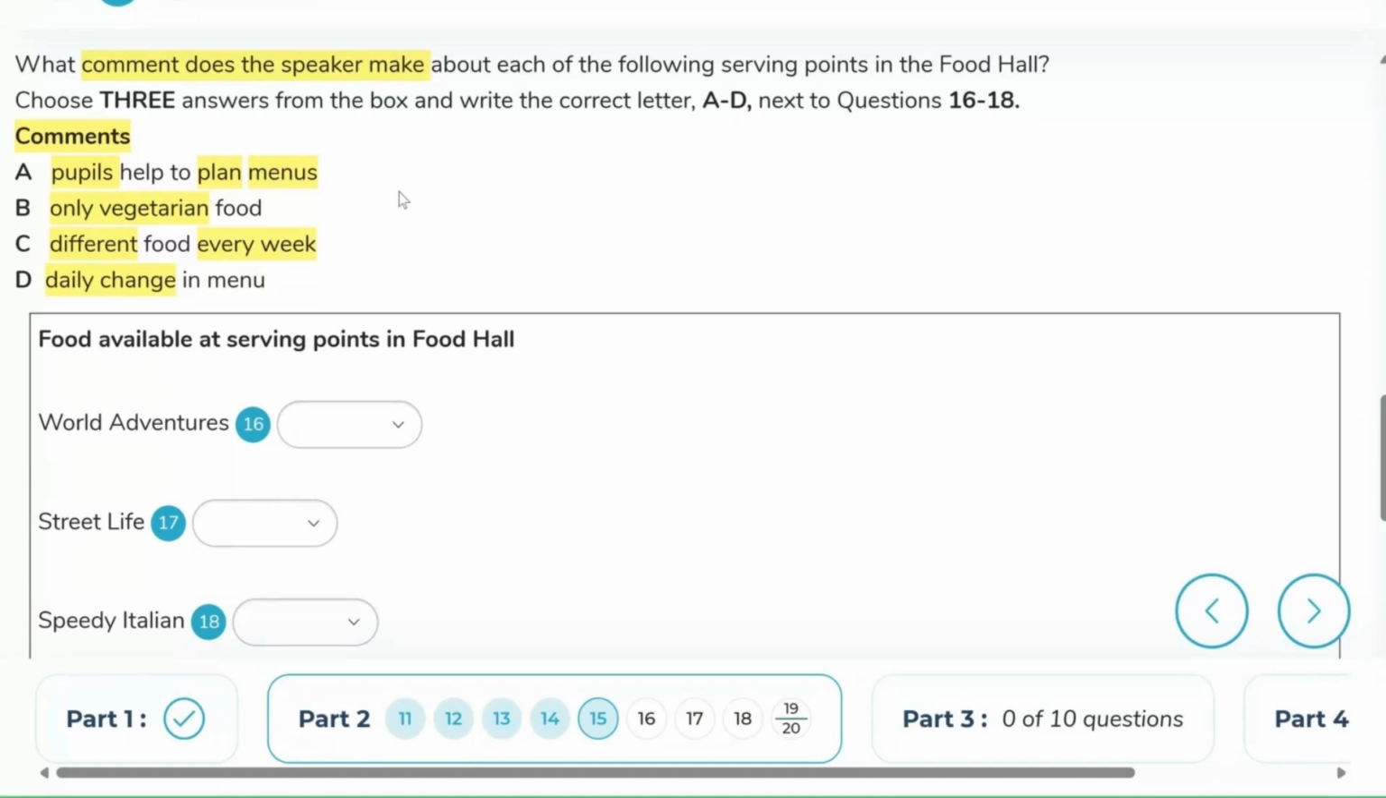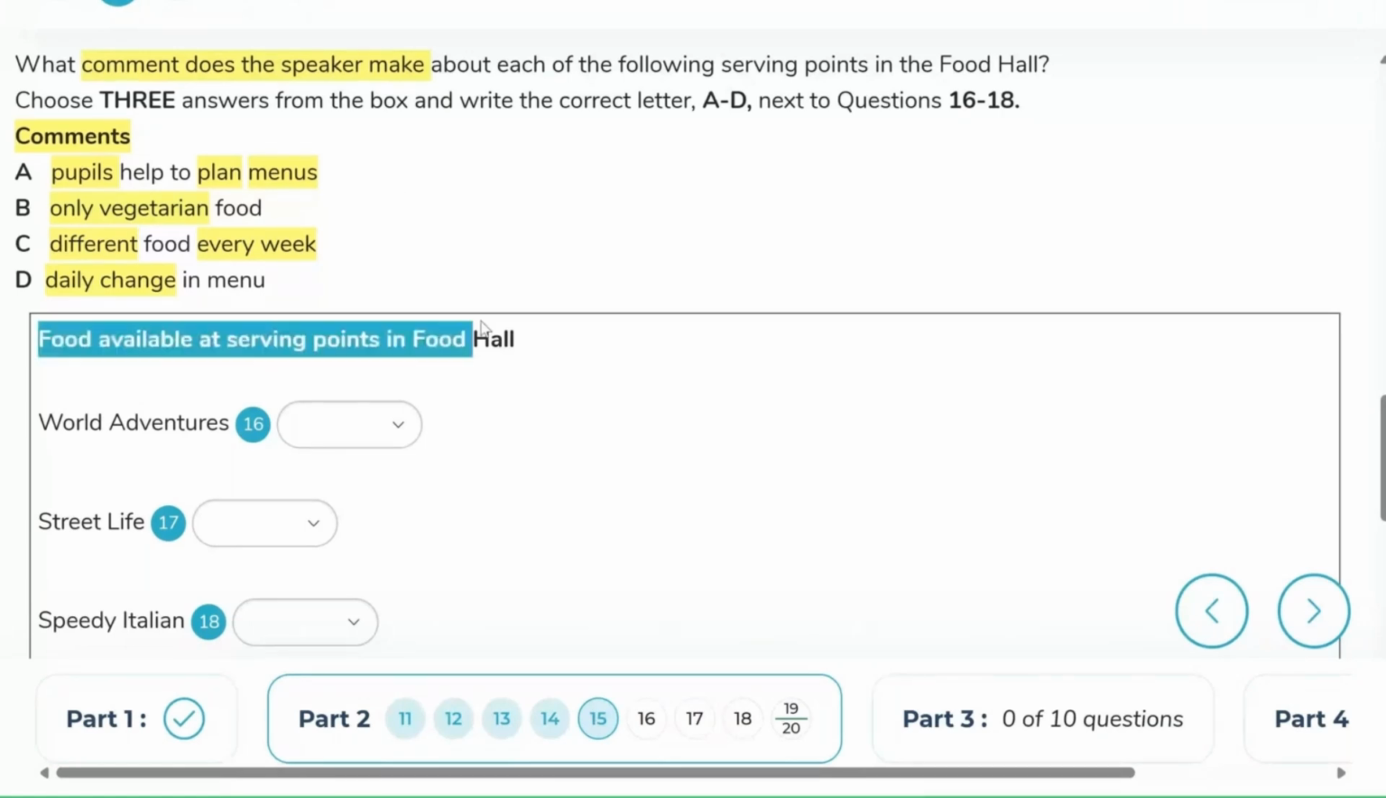So these are 4 options. Now, food available at serving points in food hall. Word adventures is the first serving point. Now, answer is going to be A, B, C, or D. So please listen whatever they say about word adventure, food serving point in the canteen of school. We'll just see that. A, B, C, D.